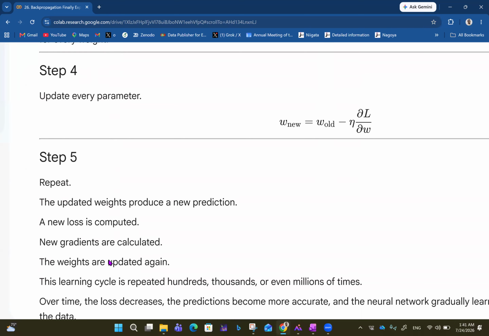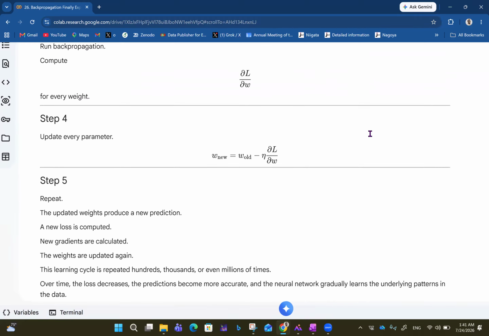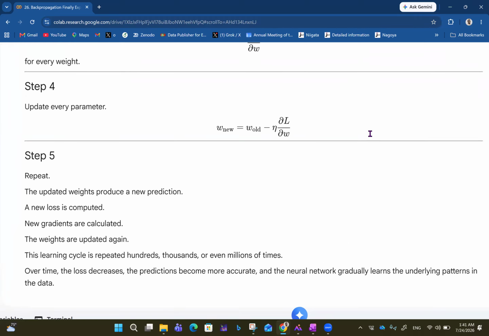Then in step four, you update every parameter using the simple gradient descent algorithm. New weight is equal to old weight minus learning rate multiplied by the gradient of the loss, which is the rate of change of loss with the weight. Then in step five, you repeat. You rinse and repeat. The updated weights produce a new prediction, a new loss is computed, new gradients are calculated, and the weights are updated again. This learning cycle is repeated hundreds, thousands, or even millions of times. Over time, the loss decreases, the predictions become more accurate, and the neural network gradually learns the underlying patterns in the data.